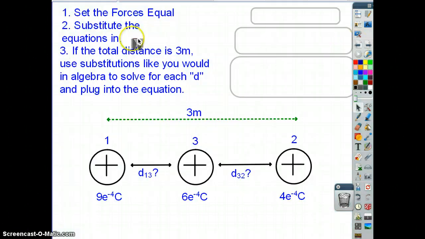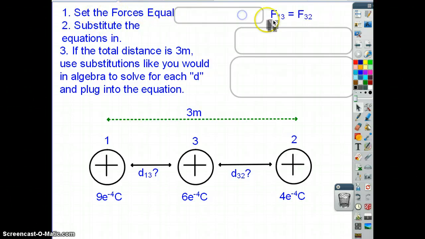So let's start. Step 1. Set the forces equal to each other. So you're going to write down force 1, 3 equals force 3, 2. So the force represented by this line will equal the force represented by that line. Go ahead, pause, and write this down.